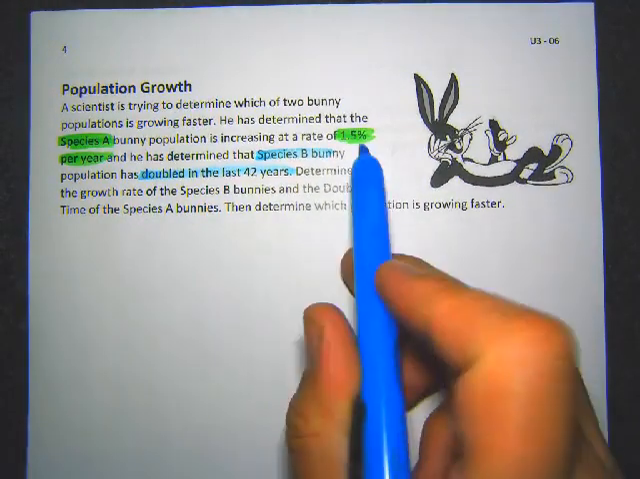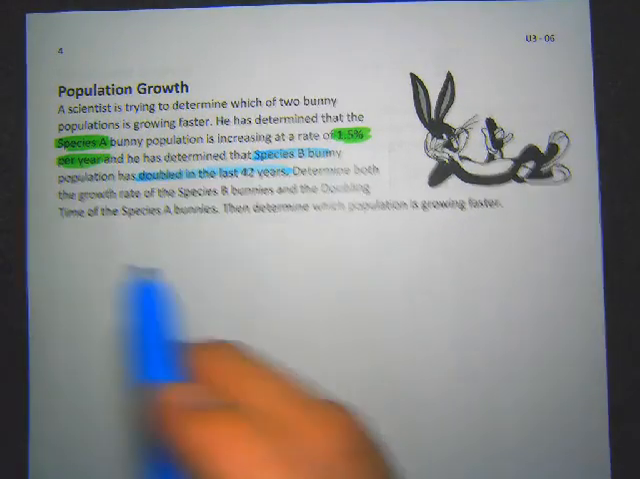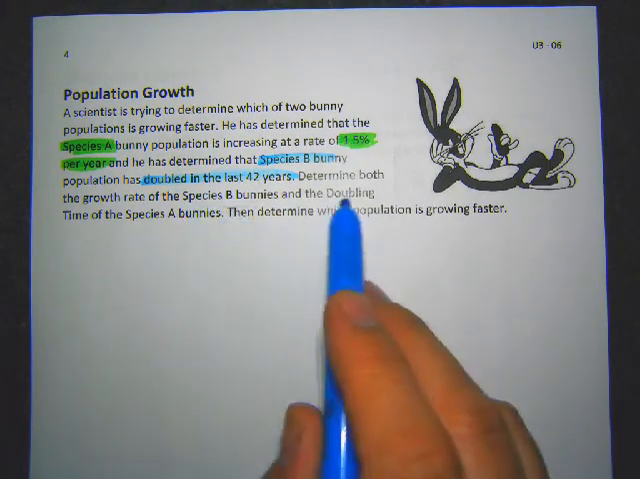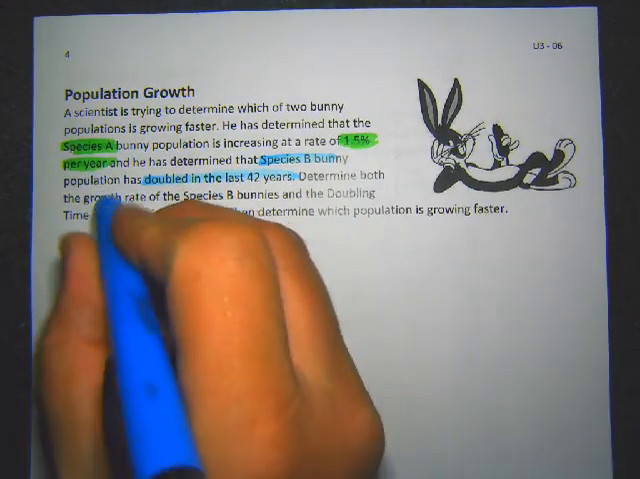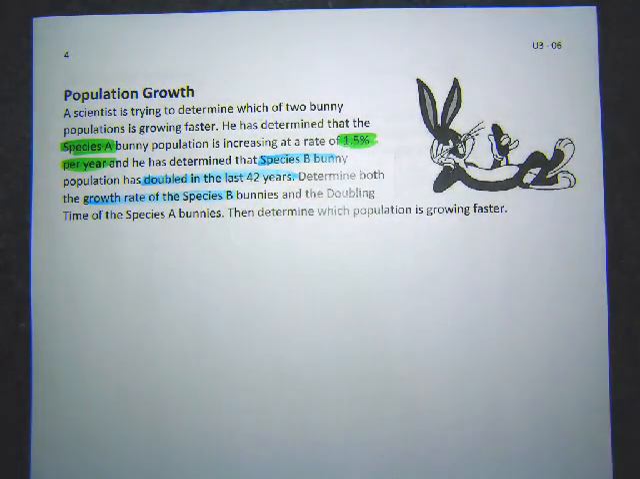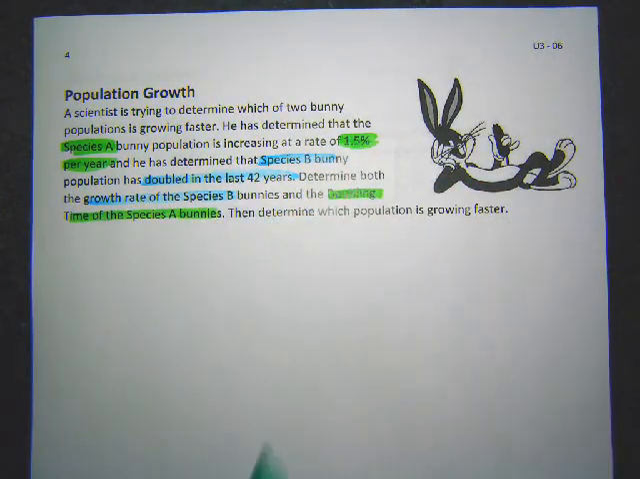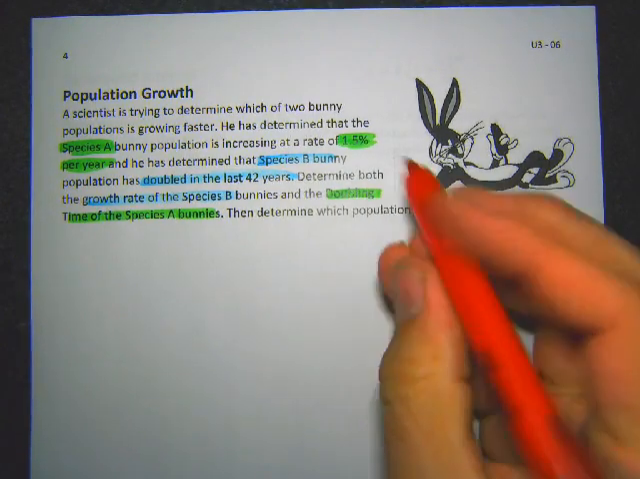So for one, he knows the growth rate. For the other, he knows that they double every 42 years. We're going to find the growth rate of the second one, so we can look at both growth rates, and the doubling time of the first one. So we're going to do both of those things. We're going to look at the growth rate of species B, and we're going to look at the doubling time of species A. And then finally, we'll figure out which species grows faster, so which population is growing faster.